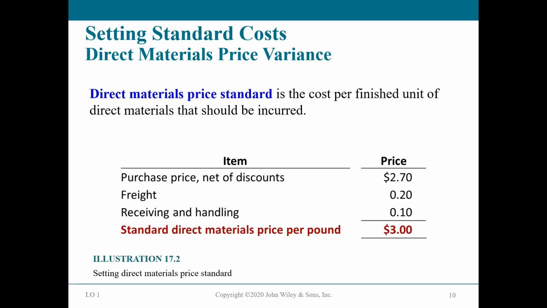So now talking a little bit about direct materials price variance. So price standard is the cost per finished unit of direct materials that should be incurred in your production environment. So a standard direct materials price per pound in this example, what if we have the purchase price net of any discounts, $2.70, cost us 20 cents per direct material to get it shipped here and 10 cents for receiving and handling. So we're saying our standard direct materials price per pound in this case is $3.